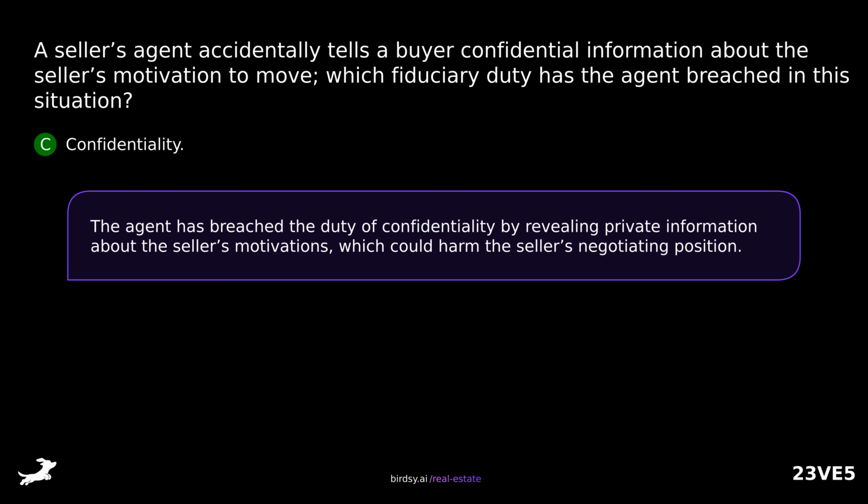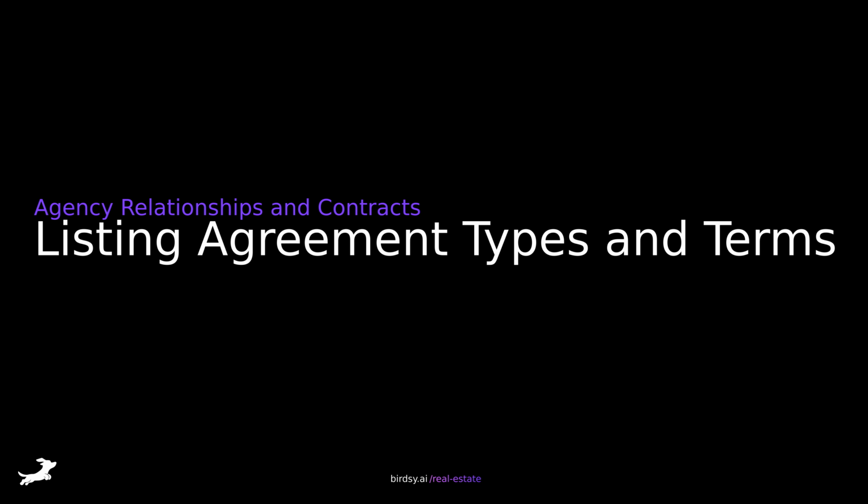The agent has breached the duty of confidentiality by revealing private information about the seller's motivations, which could harm the seller's negotiating position. Listing agreement types and terms.